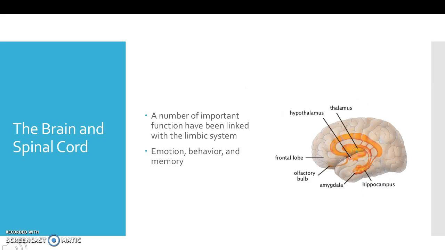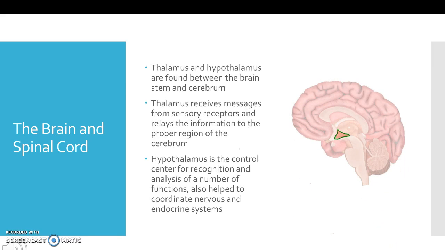The limbic system is very important to the brain and has been linked to different structures, such as emotion, behavior, and memory. It also includes the brain's pleasure center, which is a region that produces a feeling of satisfaction or well-being. The thalamus and hypothalamus are found between the brainstem and the cerebrum. The thalamus receives messages from sensory receptors and releases the information to the proper regions of the cerebrum.